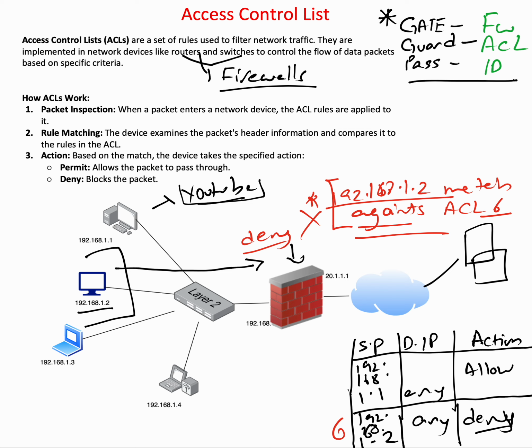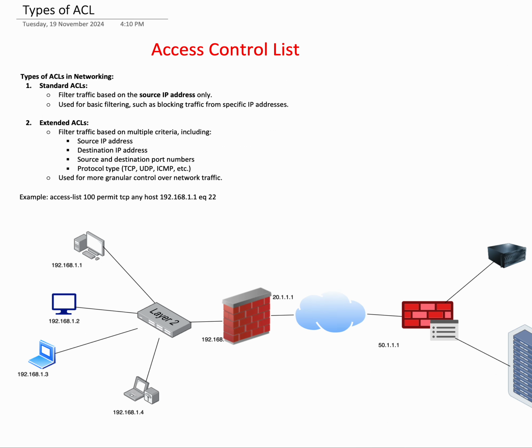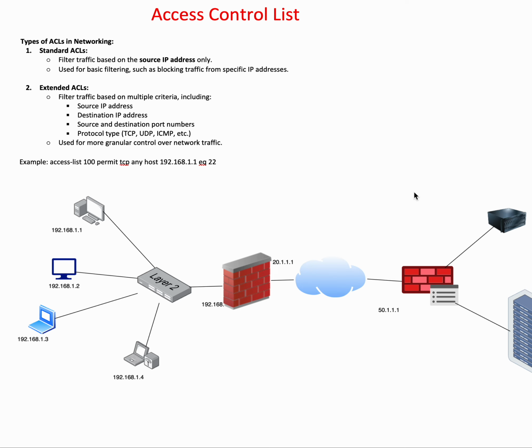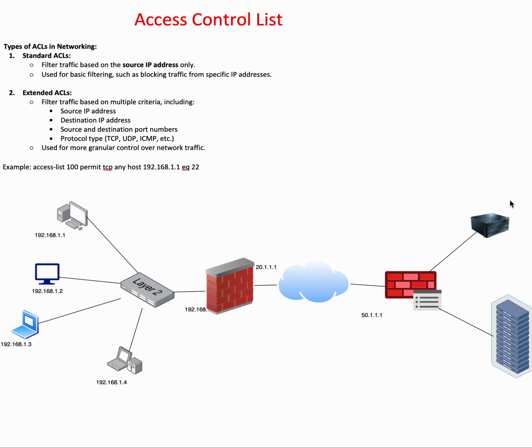So now we have different kinds of ACL. This was a simple ACL. Now what are the types of ACLs? If we have to understand a bit of ACL, we'll say what kinds of ACL do we have. So the first one we have is the standard type of ACL.